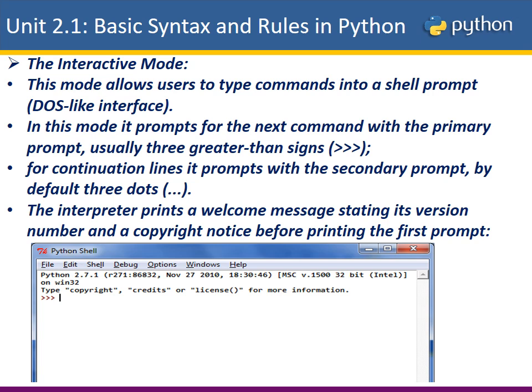So the interpreter then prints a welcome message stating its version number and a copyright notice before printing the first prompt, as we can see from the box here. As an example, the interpreter prints a welcome message stating the version of Python we are currently working on, and the copyright notice before printing the first prompt.